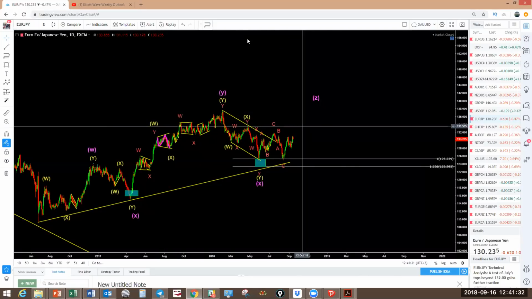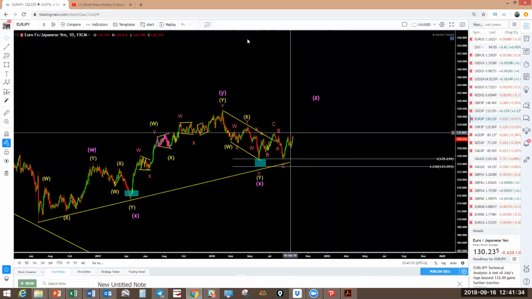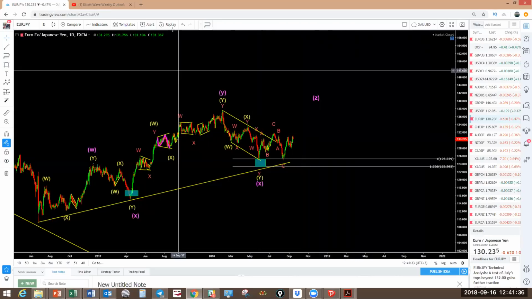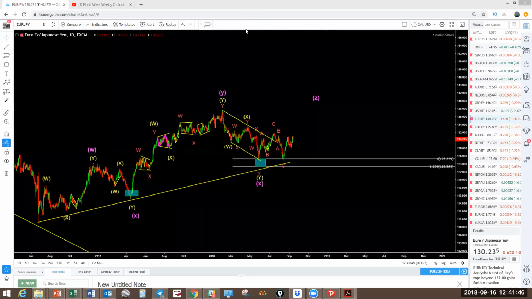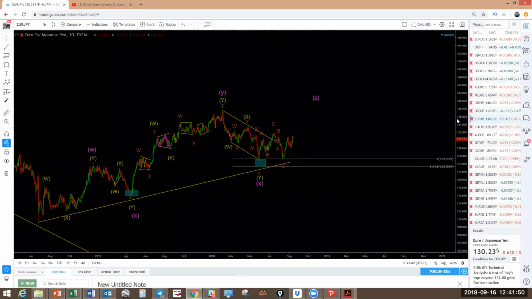If you understand anything about what I've done there, that is not a 1, 2, 3, 4, 5 move. This is a corrective structure on Euro US dollar. So let's see what happens here, whether you can correct here and keep pushing higher. Right, that's Euro US dollar. That's what you're going to be looking at. On the 1 hour, look for corrective structures for downside.